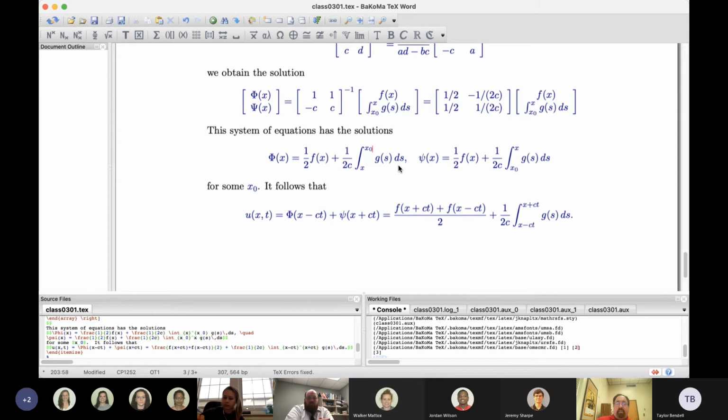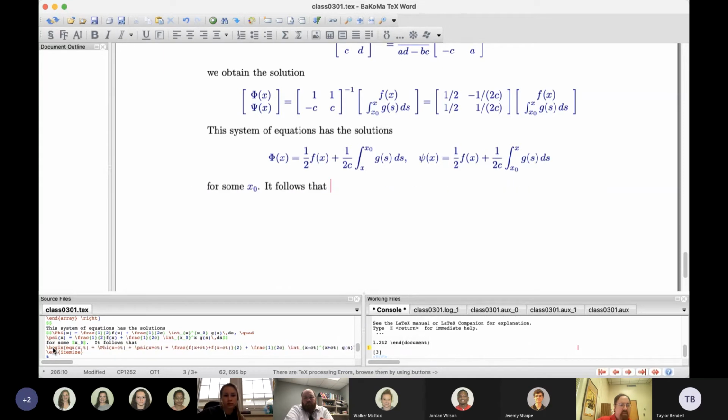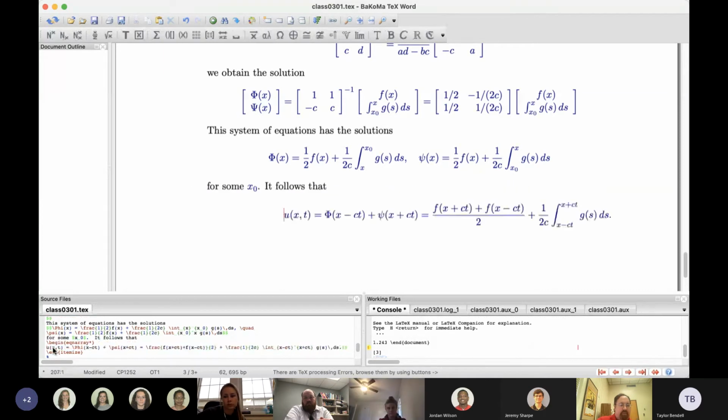So now from psi, I have the integral from, sorry, okay. I'm going to do this a little more carefully, so you can see how everything works out.